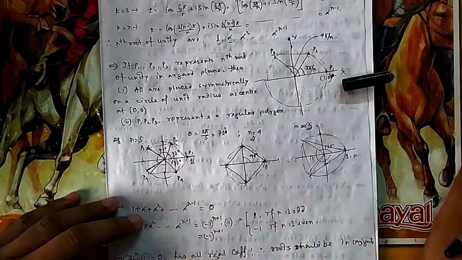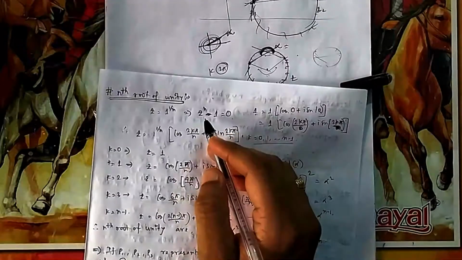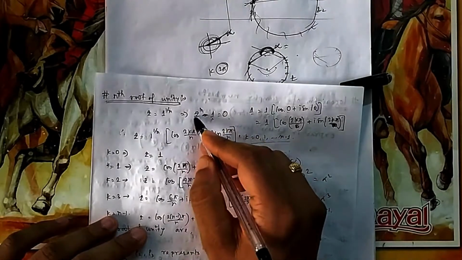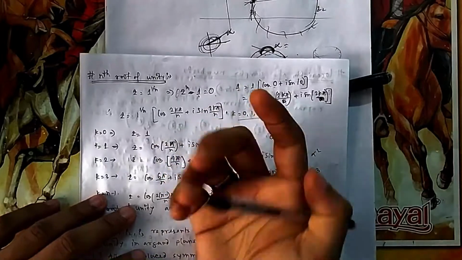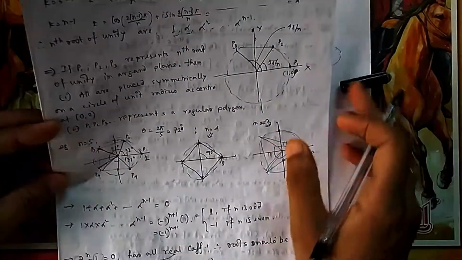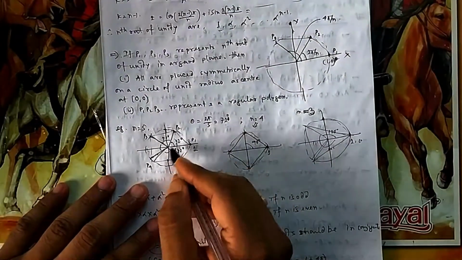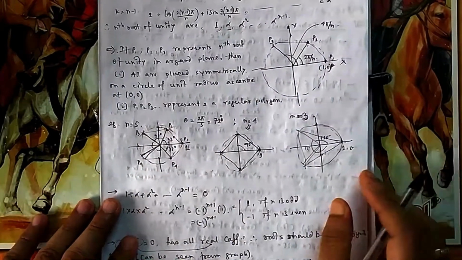These values will be symmetrical, because if you see this equation, it is an equation where the coefficients are real. Here the coefficient is 1, real. Here the coefficient is 1, real. So if the coefficients are real, then the roots are always in conjugate form. So if one is this, another one will obviously be this, because if it is 72 here, here it is minus 72. If it is 144 on this side, it is minus 144. So they are all symmetrically placed.